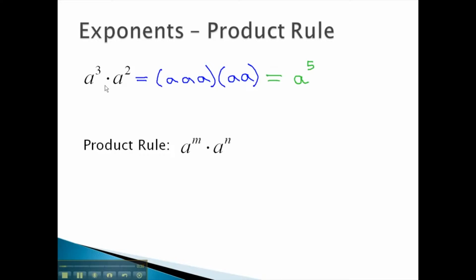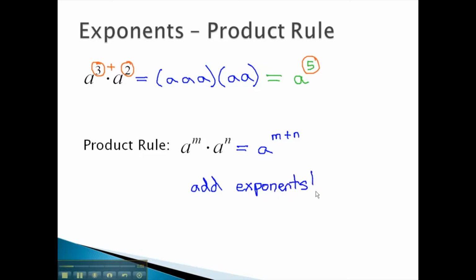This is where we get the product rule. 3 a's plus 2 a's gave us the a to the 5th. This means when we have the same base, we will simply add the exponents together, m plus n, to simplify into one factor. This is the product rule. We add exponents on the common factors. Let's look at some examples where we can see this property work out.